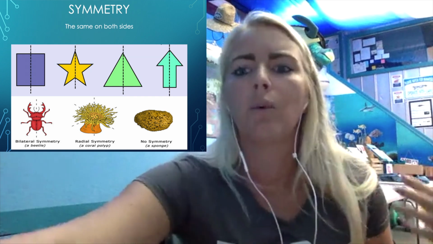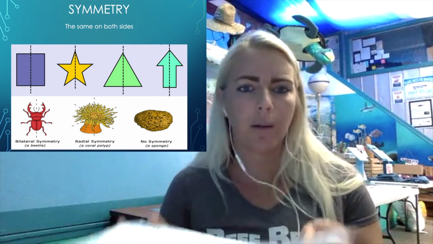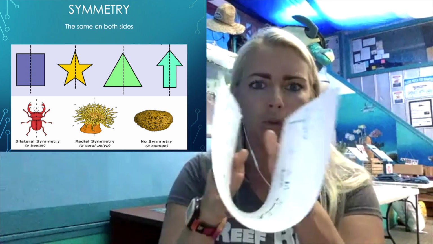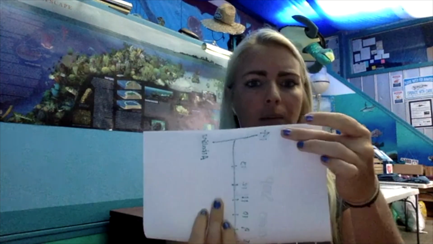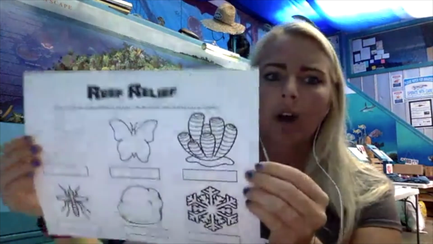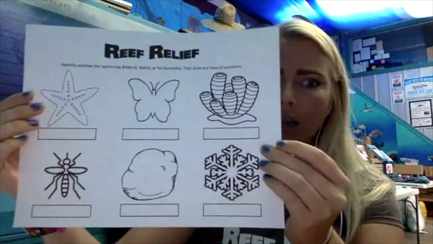All right, so now that we know what an invertebrate is, I want to teach you a little bit about symmetry. When something is symmetrical, it means it's the same on both sides. So if I fold this paper in half, it is symmetrical. It will be the same shape on both sides. All right, so that's symmetry. With our marine invertebrates, we have 2 main kinds of symmetry. If you have this worksheet, you can go ahead and take this out and look at that one first.